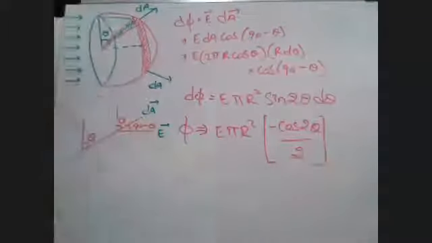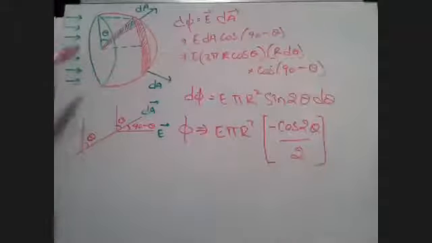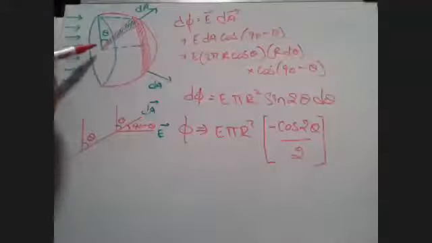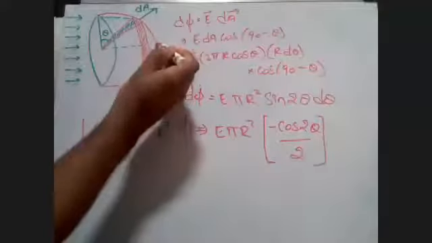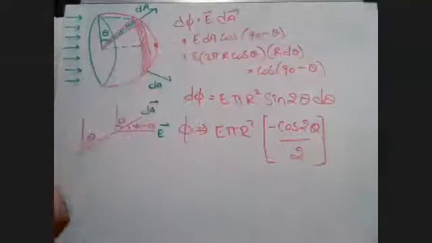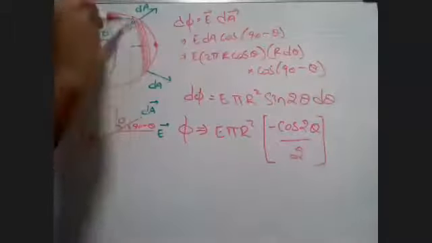Now you tell me what are the limits? I should have asked you while integrating only, but what are the limits? 0 to pi by 2. Yeah, exactly. Why? See, look here. At 0, you'll get a small ring around 0. But as you increase the angle, you'll get bigger and bigger rings.